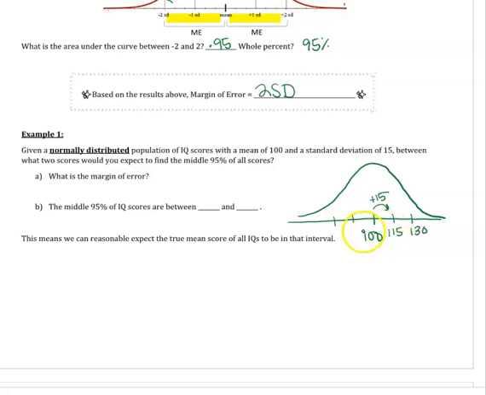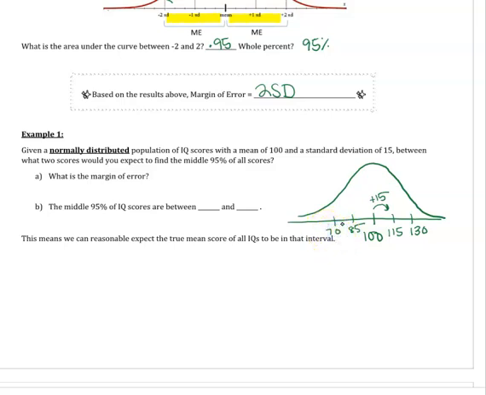So let's put it into practice. Given a normally distributed population of IQ scores with a mean of 100 and a standard deviation of 15, between what 2 scores would you expect to find the middle 95% of all scores? Okay, so first of all, let's just even draw a bell curve like what we did back in Unit 13. So here's your middle with your mean at 100, and I'll mark off 2 in either direction. Now I'm going to add 15 to mark off each of my standard deviations. So this is 115 and 130. Okay, and then I'll go in the other direction too. So this would be 85 and 70.